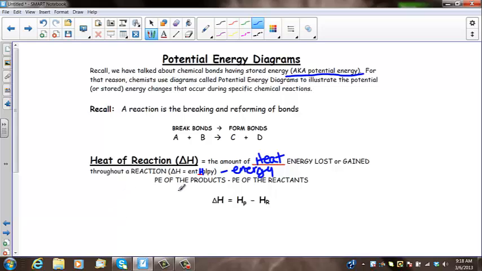How do we calculate it? It's the heat of the products minus the heat of the reactants, okay? And when we talk about heat, we're talking about potential energy. So it's the potential energy of the products minus the potential energy of the reactants. This is something that you need to know. It's not something that's written on your reference table.